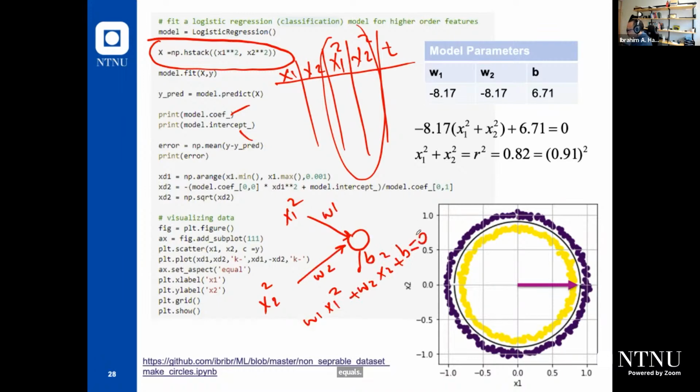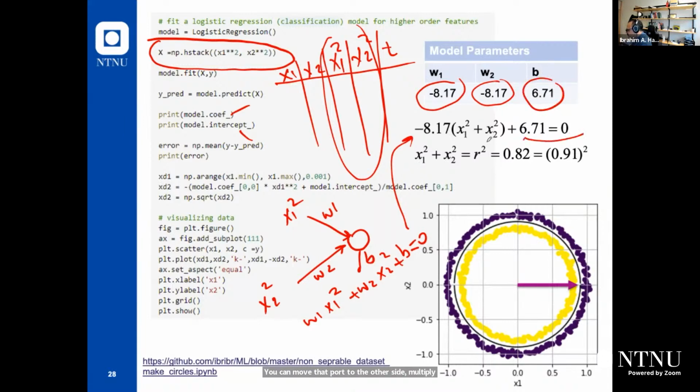After training my model, we found that omega 1 equals this number, omega 2 equals this number, and this is the bias. So just substitute those values. So I will get this equation, right? It will be minus 8.17 multiplied by x1 square plus x2 square. Take minus 8.17 as a common factor. So it will be like this one, plus 6.71, which is the bias. You can move that part to the other side, multiply both sides by negative, divide by 8.17. So finally, the decision line will be like this one, x1 square plus x2 square equals 0.82, which is 0.91 squared.